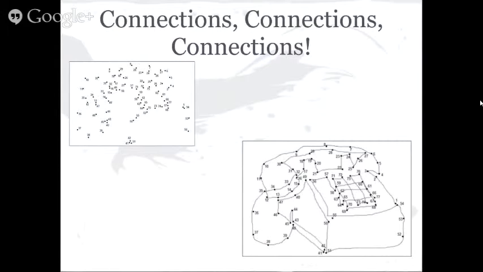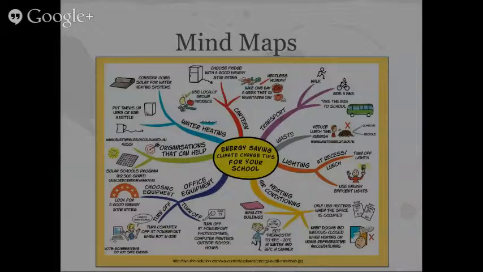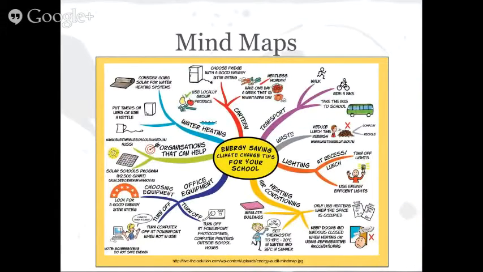So with providing as many connections as possible, if you look up at the top here, you could think of that as isolated learning. You've got all these little bits and pieces. They're not connected. You can't really see the bigger picture. But if we draw in as many connections as possible, we're going to help enable our students to see that bigger picture. Through providing connections, we're going to see that motivation is increased as well as learning transfer. One really easy way to incorporate connections into the classroom is through the use of something like a mind map.